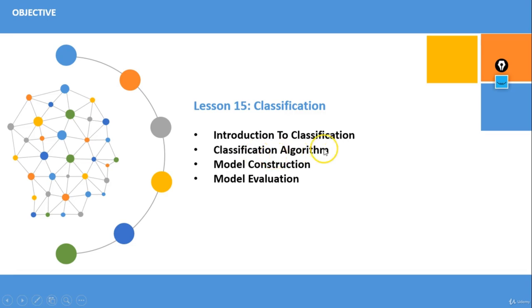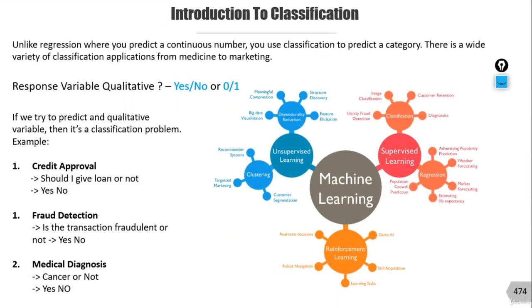In the classification section we will expand on the algorithms. We will learn logistic regression, KNN, SVM, decision tree, random forest, all those parts. So let's learn what classification is.